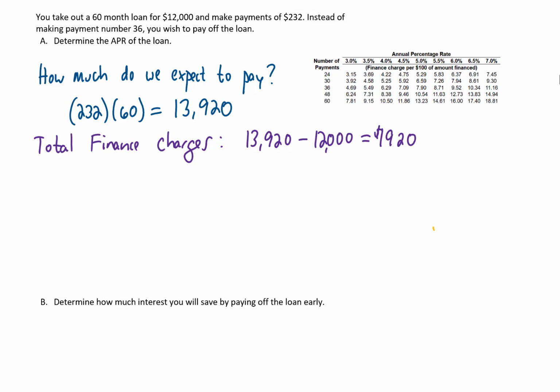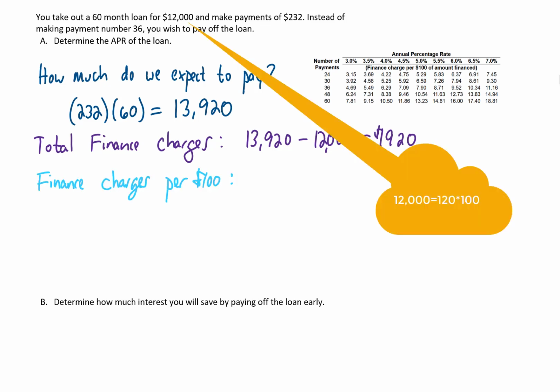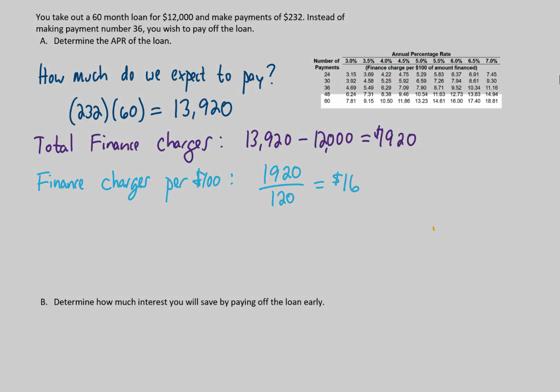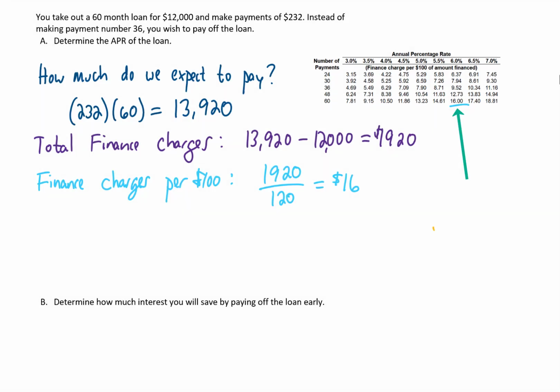To use this table, though, we need to find the finance charges per $100 borrowed. Well, how many $100 increments are in $12,000? If we divide 12,000 by 100, that is 120 increments. So we're going to divide $1,920, our total finance charges, by 120 increments. That gives us that our finance charges per $100 borrowed is $16. Now, if we look up in this table, in the 60-month payment row, we can find 16 over here. That means that our APR is 6%.